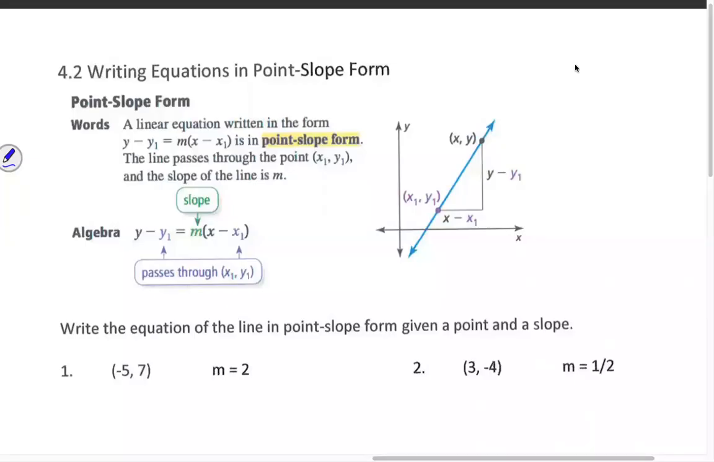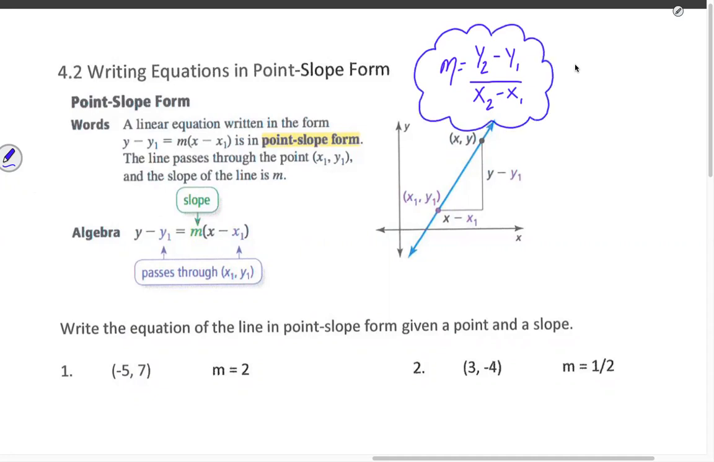Today's lesson on 4.2 math is using a different form, point slope. There's a few things we need to keep in mind. One is the slope formula, m equals y2 minus y1 over x2 minus x1. This does not go away, so we need that. Okay, that is a staple in the entire chapter.